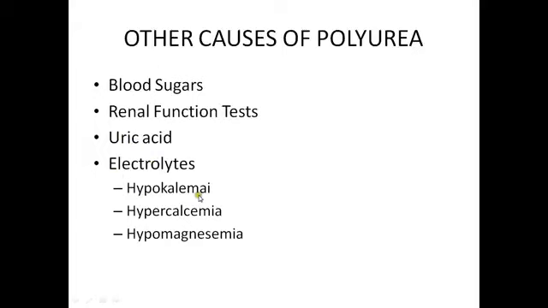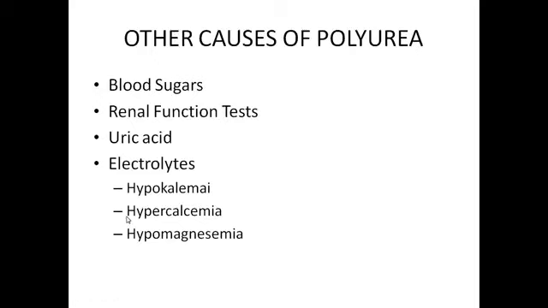And then hypokalemia, so if there is low potassium, then it can also cause polyuria, so you have to rule that out. Hypercalcemia, high calcium levels can do this, and hypomagnesemia also causes excessive urine loss. So you have to rule out all these abnormalities before saying the patient has DI.